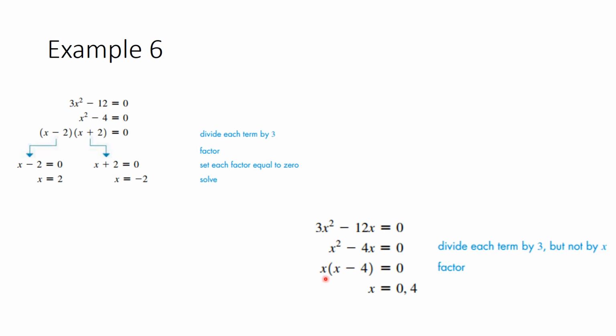So you see I have two things being multiplied together. x times the factor x minus 4 is equal to 0. So x is either equal to 0 or x is equal to 4.